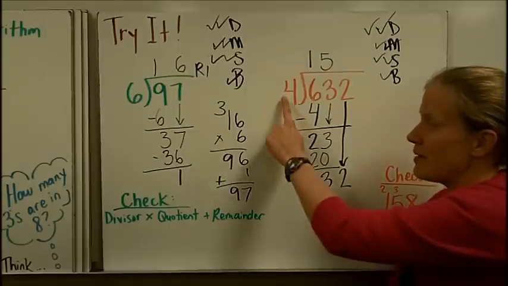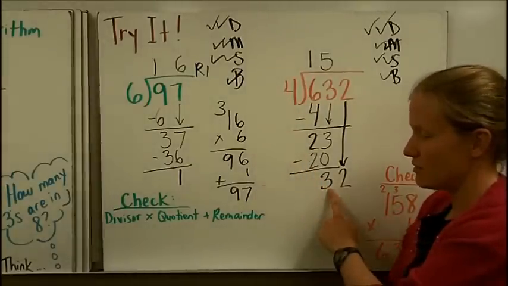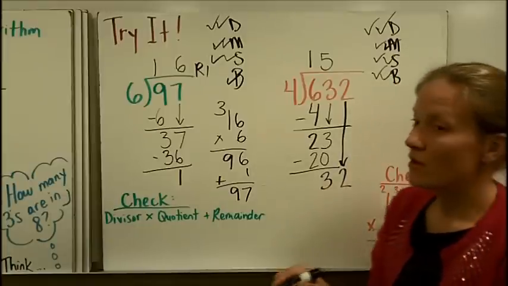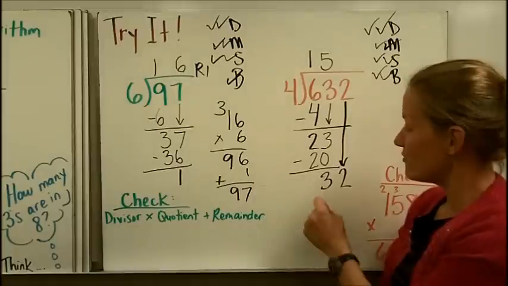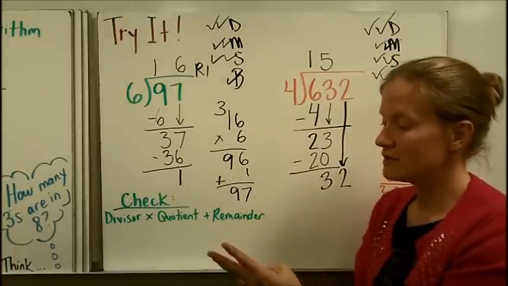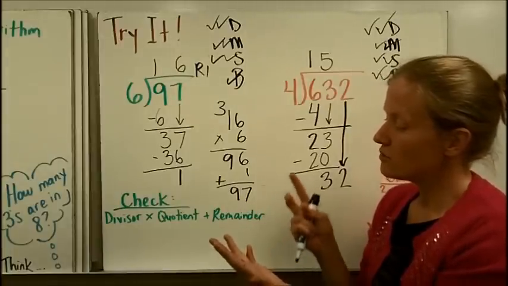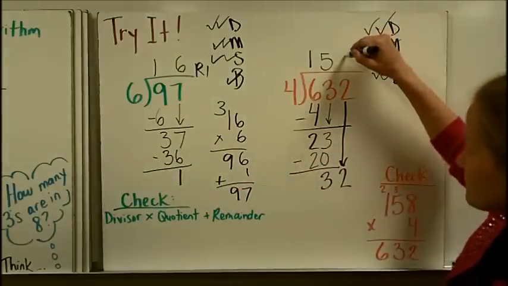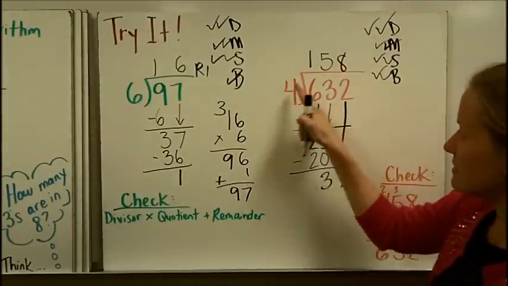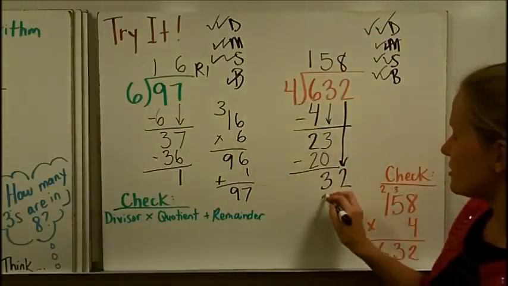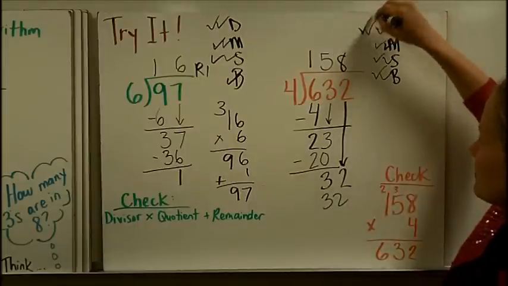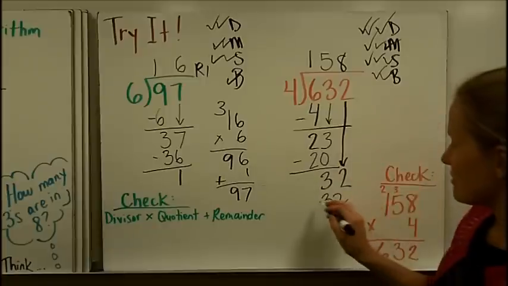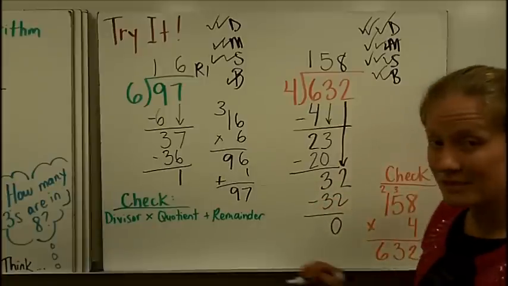And now I'm going to see how many times can 4 go into 32. Back up to dividing one more time. Let's all count together. Count by 4s. 4, 8, 12, 16, 20, 24, 28, and 32. Oh, it goes in exactly 8 times. So 8 times 4 is 32. So I divided a third time. Now I'm multiplying a third time. Now I'm getting ready to subtract a third time. 32 minus 32 is 0.